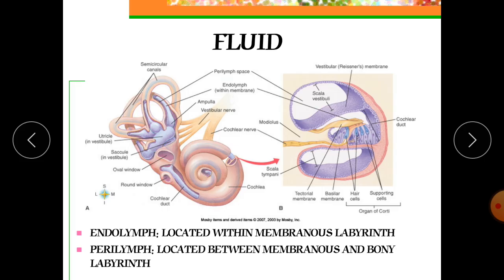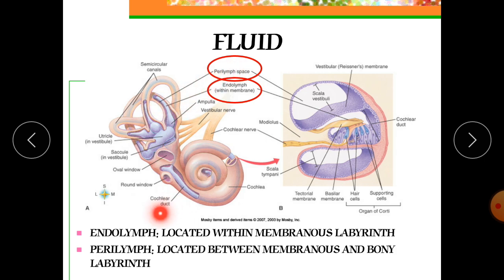Now if you see the fluid, here you can see they contain the endolymph. What is endolymph? It is located within the membranous labyrinth. There are two labyrinths, one is membranous and another is a bony labyrinth. So within the membranous labyrinth they contain the endolymph, and between this membranous labyrinth and the bony labyrinth there is the perilymph.